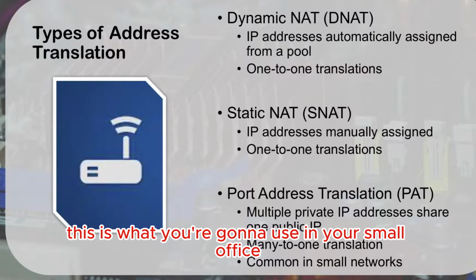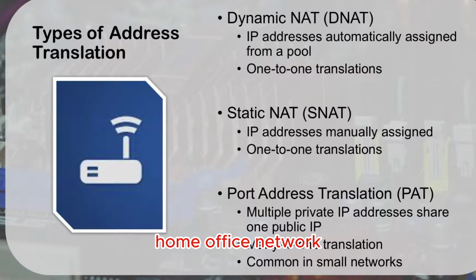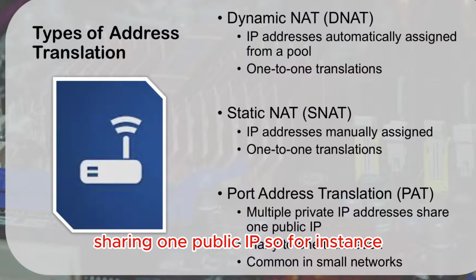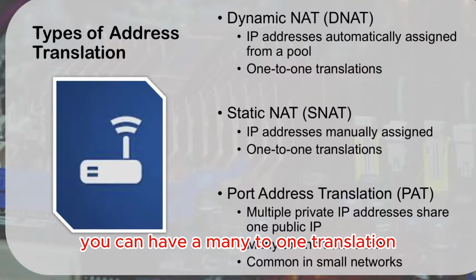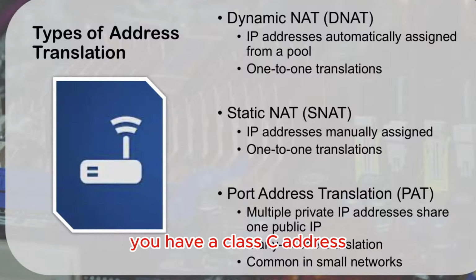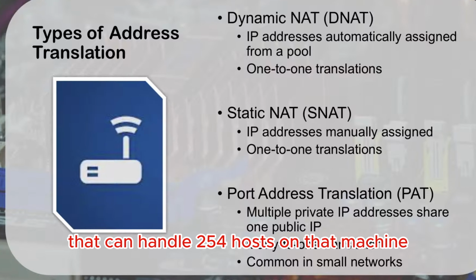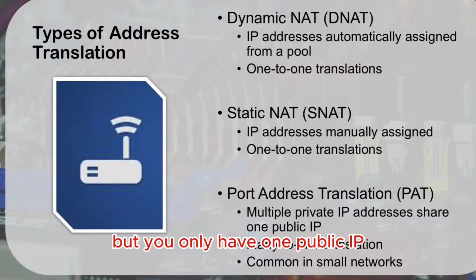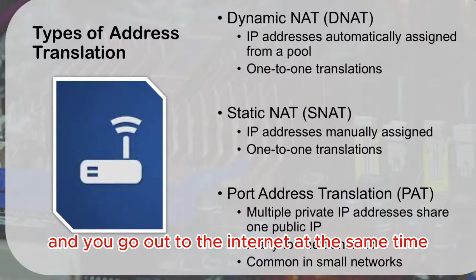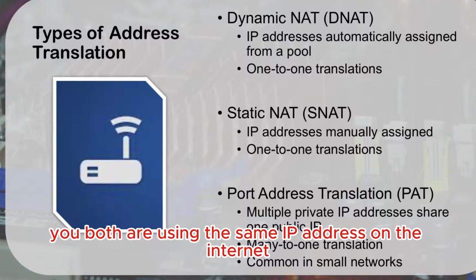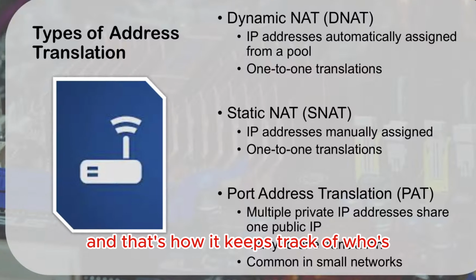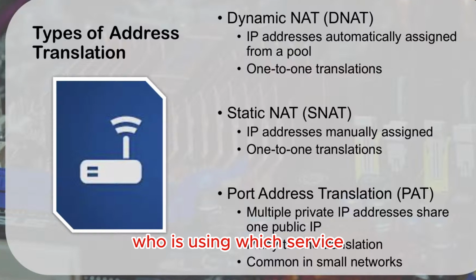This is what you're going to use in your small office, home office network. We can use multiple private IP addresses sharing one public IP. So for instance, you can have a many-to-one translation. It's very common in small networks. In your house, you have a Class C address that can handle 254 hosts on that machine, but you only have one public IP. And so when your kid goes out to the internet and you go out to the internet at the same time, you both are using the same IP address on the internet, but it's separated by port number. And that's how it keeps track of who is using which service.